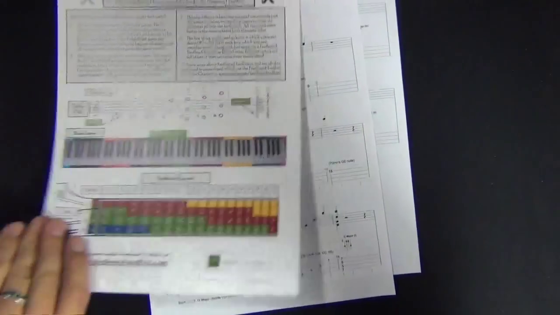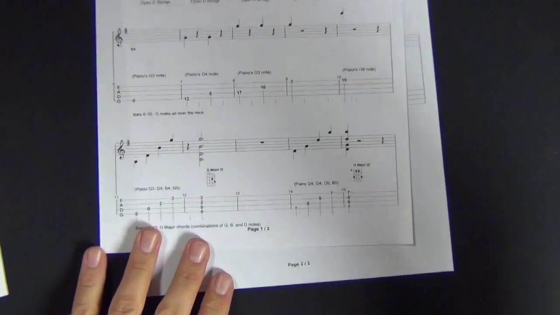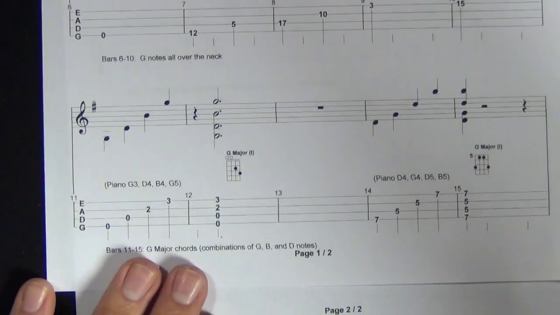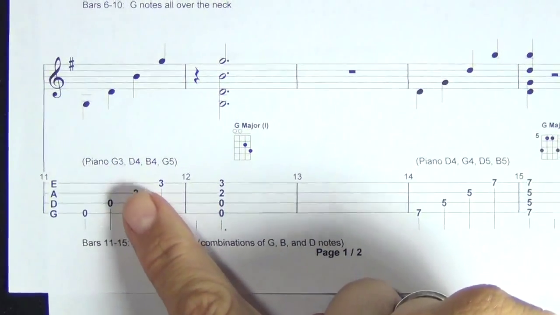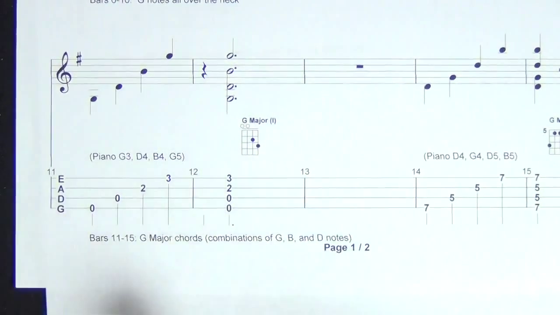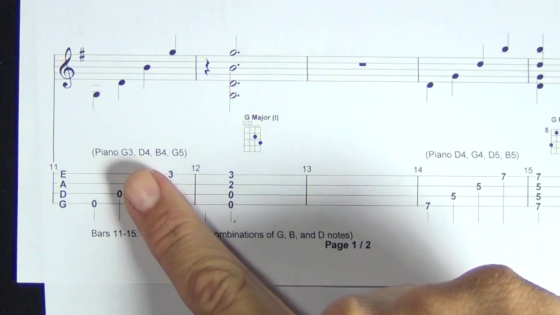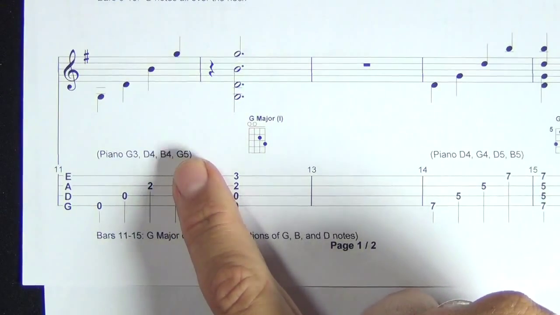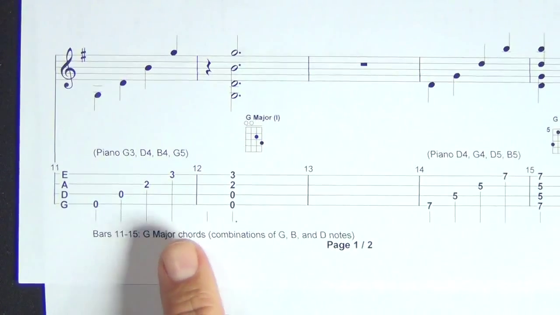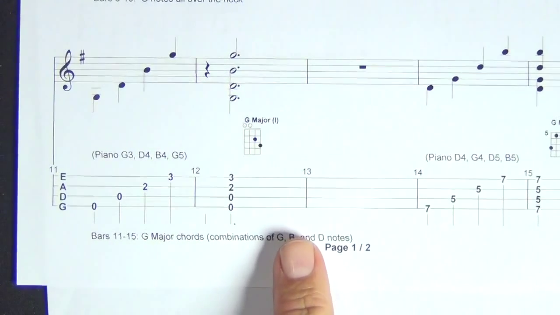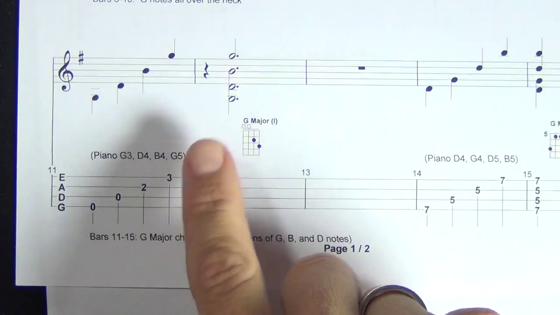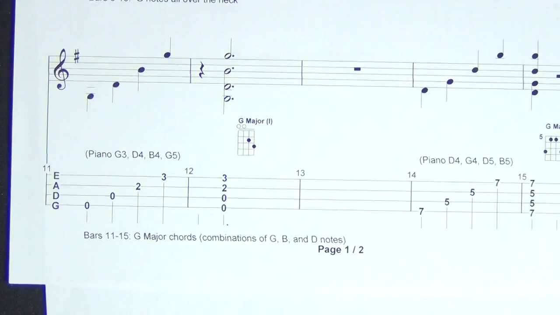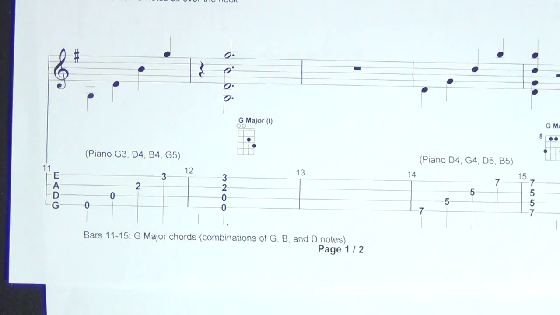All right, so the next measure starts showing some of the cool stuff, I think, which is how to build these chords. So the 11th measure here shows the piano's G3, D4, B4, and G5 being played. And notice this is the key idea: G major chords are built of combinations of G, B, and D notes. So all we're doing is playing different G's, B's, and D's to get these different chord positions that you might be familiar with. So this is going to go open, open, 2, 3.